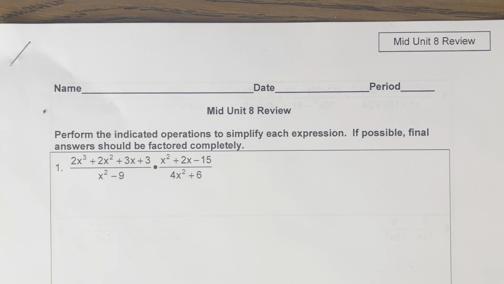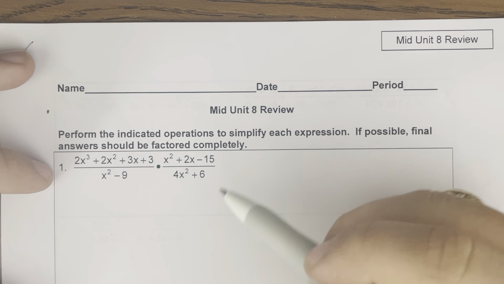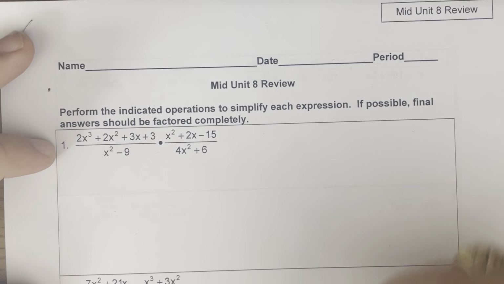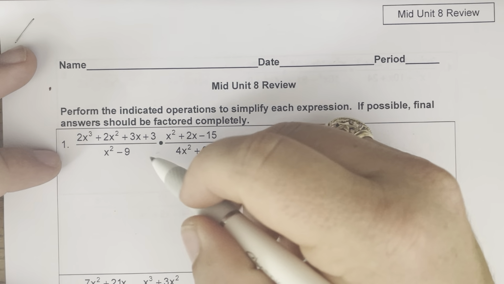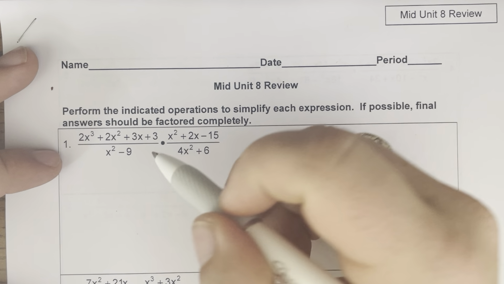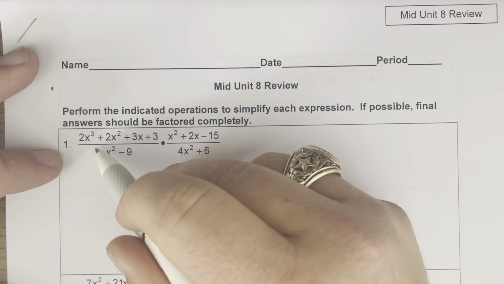All right, it's time to get ready for our mid-unit test. As we work through this, make sure to reach out to me if you have any questions. But number one on this page is all multiplying and dividing. With multiplication and division, we don't need a common denominator. We just have to factor everything and see what cancels out.